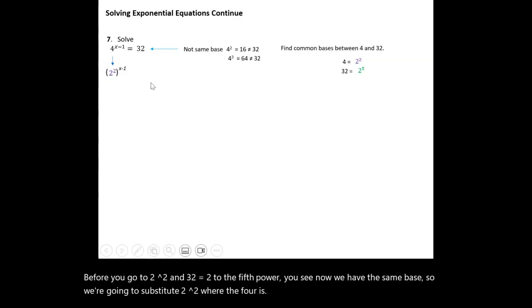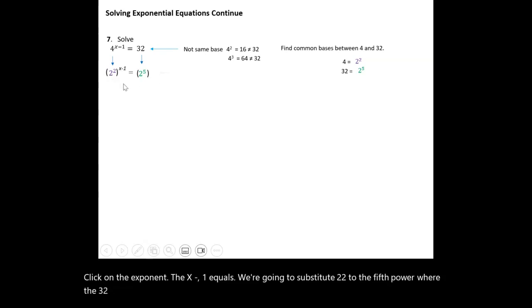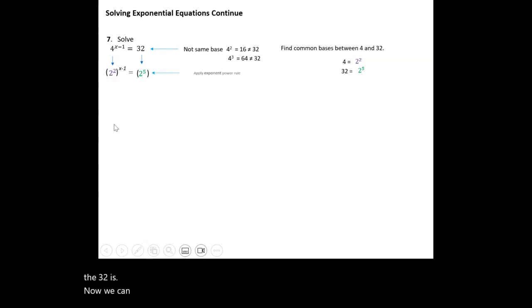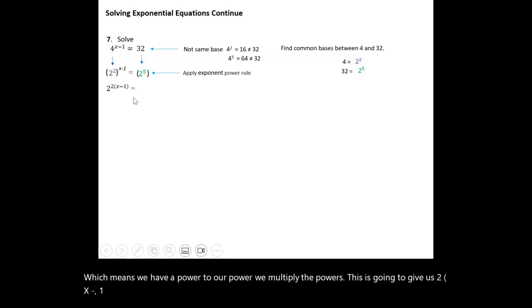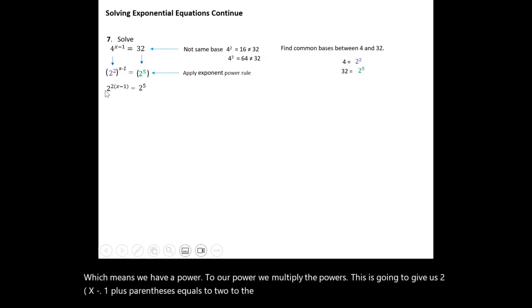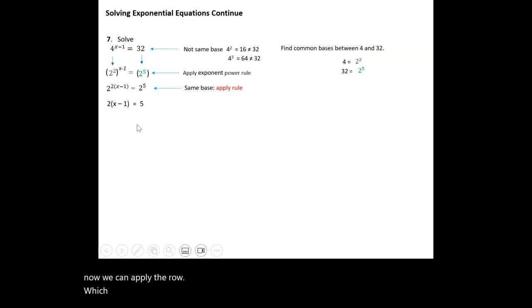Bring down the exponent, the x minus 1, equals, we're going to substitute 2 to the 5th power where the 32 is. Now we're going to apply the exponent power rule, which means when you have a power to a power, we multiply the powers. This is going to give us 2 times (x minus 1) equals 2 to the 5th power. Now we've got the same base, right? So now we can apply the rule, which means 2 times (x minus 1) equals 5.